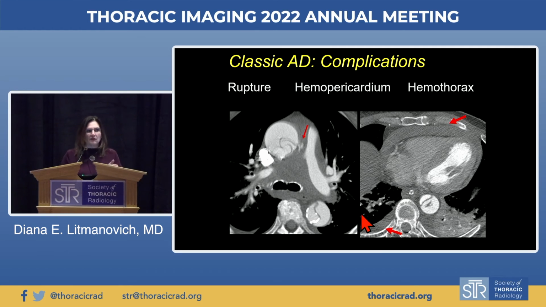Complications. This is the next thing you're mentally doing a checklist of in your head. So we're looking, first of all, for a rupture, like you can see here, active extravasation. We're looking for hemopericardium or hemothorax.